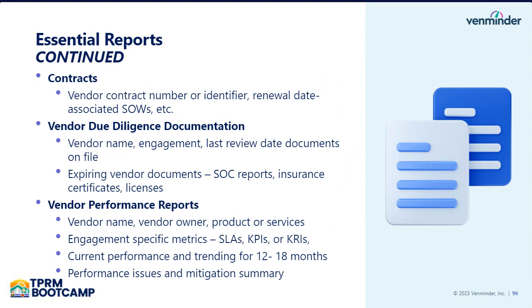A contract report is also highly recommended so we can keep track of all those renewal dates, and keep in mind that we do want to list any associated statements of work or other information related to that contract in that report. We do need a list of vendor due diligence documentation that we have on file, and that should include the expiration dates of any of those documents that expire, like SOC reports or insurance certificates. We also need a vendor performance report to really see which of the vendors are meeting all of their contractual obligations and the KPIs that we expect from them. And we do want to look at their performance over 12 to 18 months just so that we can have a trend and include a summary on that report.